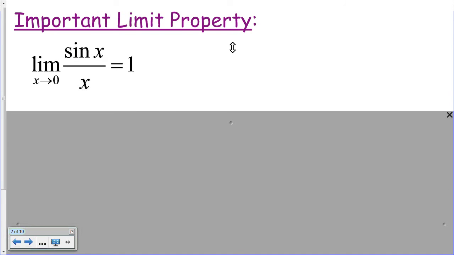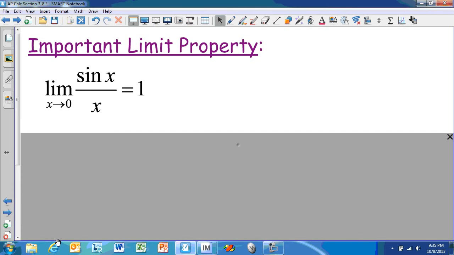So here's the property that you need to know. Turns out that the limit as x goes to 0 of sine of x divided by x is equal to 1. Now again, we're going to take a look at this both numerically as well as graphically to help illustrate why that's the case. But we'll deal more with the formal algebraic proof of this in the second half. So let's flip over to our calculator.